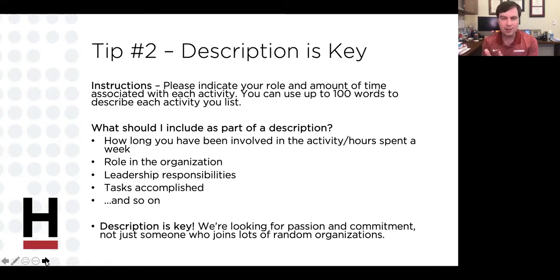If you just list things and don't put any description with the activities, fair or unfair, we're going to assume that you weren't that involved. You have to tell us that. This is not the time to be humble. Give us some details here. So we're looking for passion and commitment, not just someone who joins lots of random organizations.